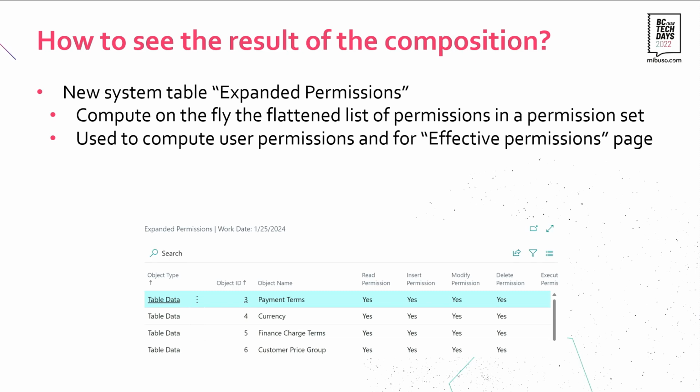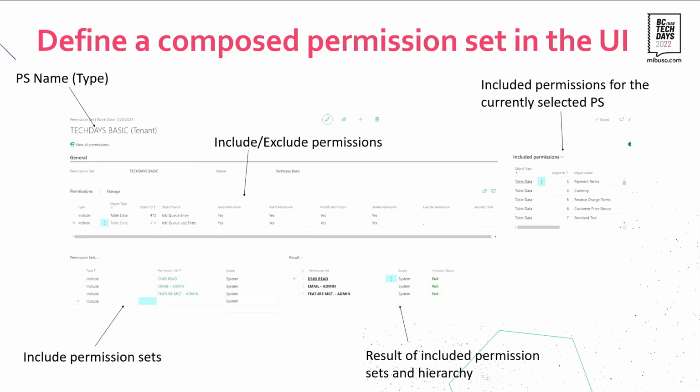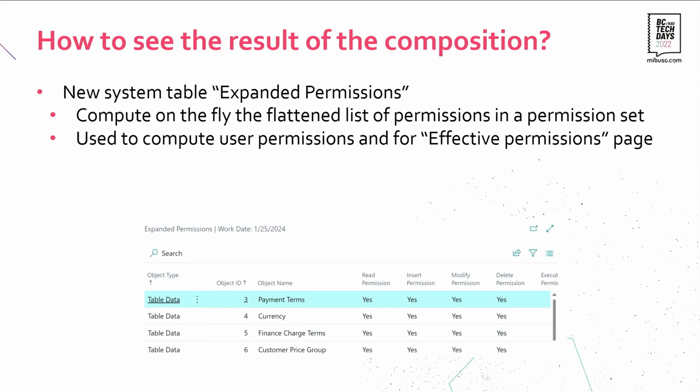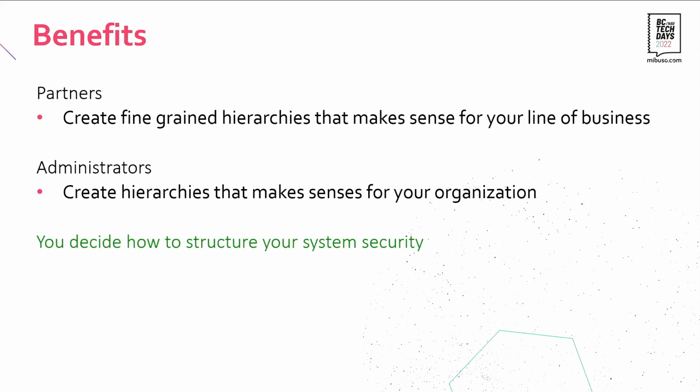After you've created your permission set with all the inclusions and exclusions, we have a new table called expanded permissions. And if I just go back one slide real quick, in the top left we have an action, View all permissions. This opens the expanded permissions page and shows you a flattened list of all the permissions that is the result from your permission set. Yes, and we're going to see this live in the product in a moment.